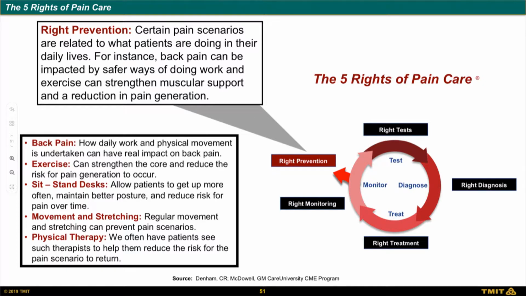And then prevention. So certain pain scenarios are related to what patients are doing in their daily lives. For instance, back pain can be impacted by safer ways of doing work.